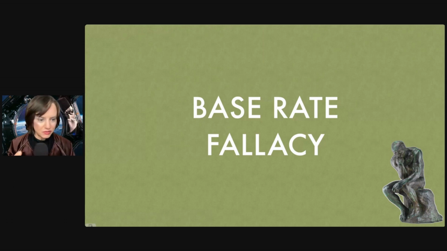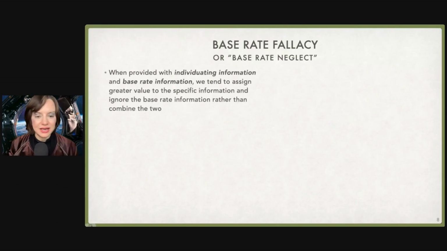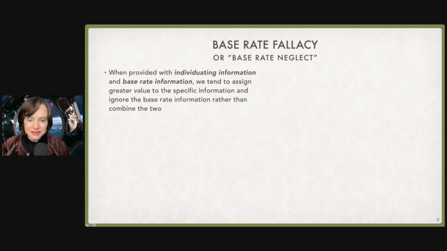And there's all kinds of motivated reasoning and biases. This is also known as base rate neglect. This is when, if we are provided with individuating information and base rate information, we tend to assign greater value to the specific information and ignore the base rate information rather than combine the two. Basically, this boils down to, why are we not persuaded by data when it ought to be persuasive?